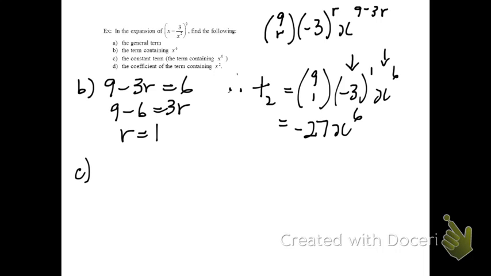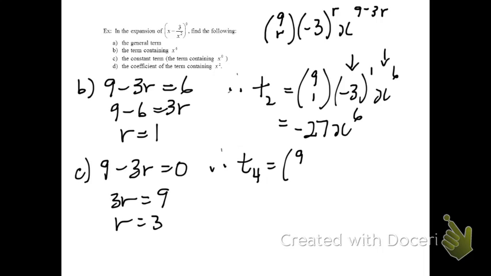Okay? The next question says the constant term, the term containing x to the power of 0. So we do the exact same thing, except this time it's going to be equal to 0. So we get 3r equals 9 and r equals 3. So again, it's t of r plus 1, so we're talking about term 4.